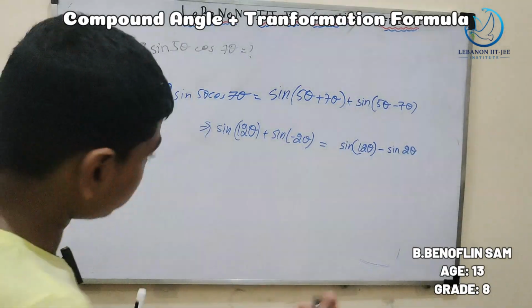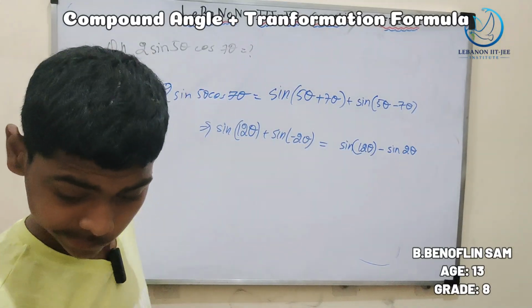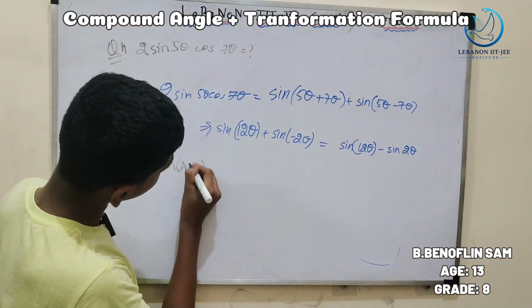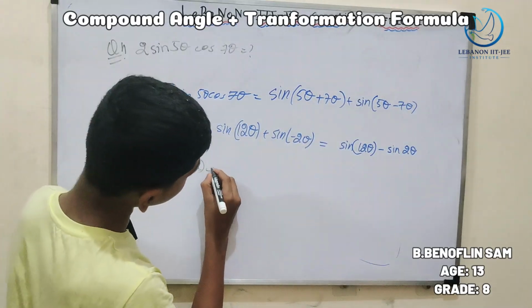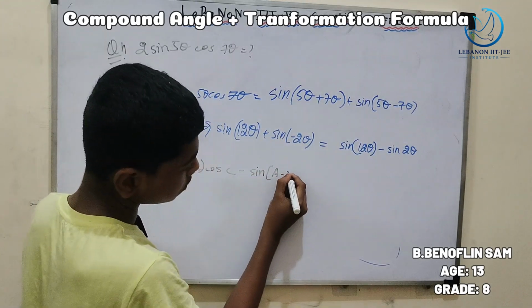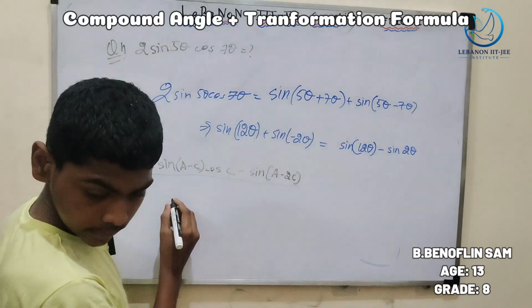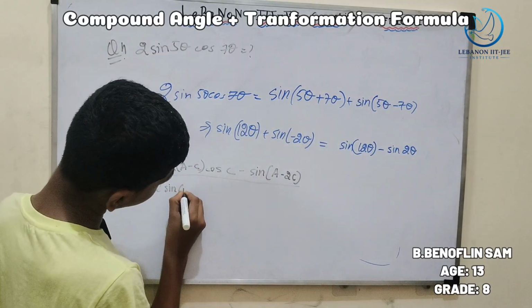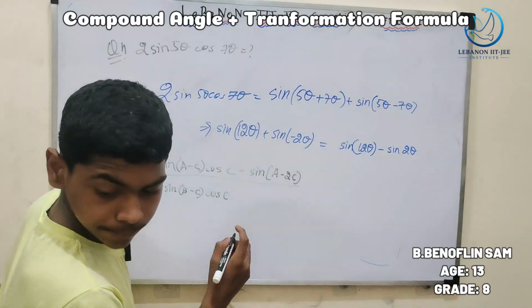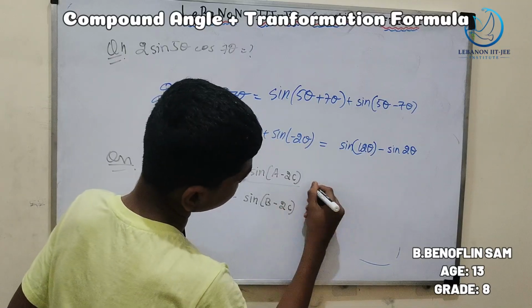And they will ask a question like this. It's very easy, but you have to do it in a different way. 2 sine (a minus c) into cos c minus sine (a minus 2c), plus, in the denominator, 2 sine (b minus c) into cos c minus sine (b minus 2c), equal to what?